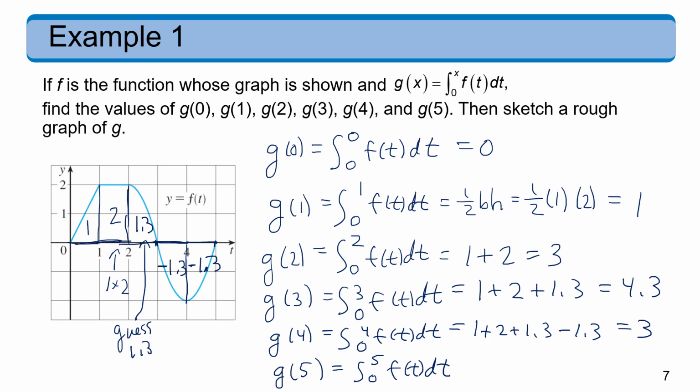So putting it all together for this final integral, we add the first 3 areas and then subtract 1.3 and then subtract another 1.3. And that comes to 1.7.